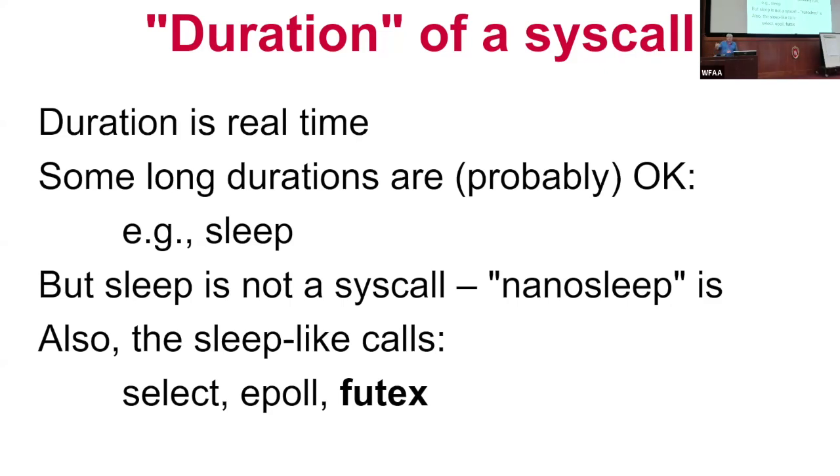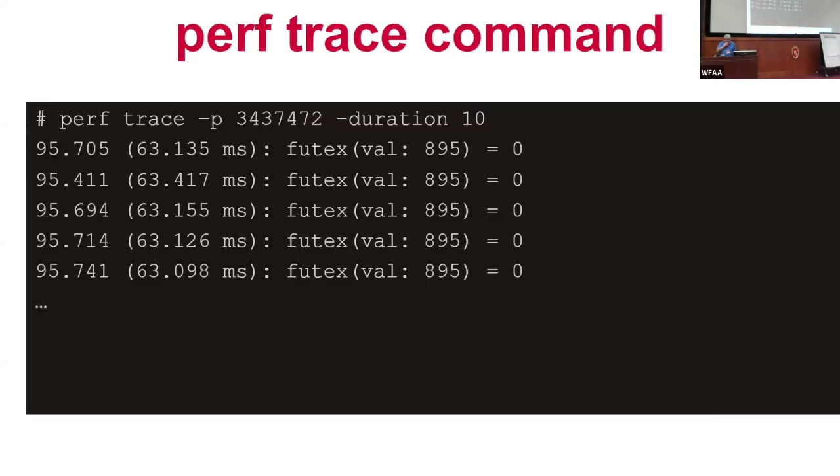And some long durations are probably okay, like sleep, right? If a process is doing a lot of sleep, that's probably not going to cause problems. Maybe it is, but maybe we don't want to look at those. The tricky thing here is there's a lot of syscalls that are like sleep. Like nanosleep is the actual system call that we use. And there's sleep-like calls like select and epoll and things like that. So I run perf trace and I get this. It's running futex a lot. And I get pages and pages of output of this futex.